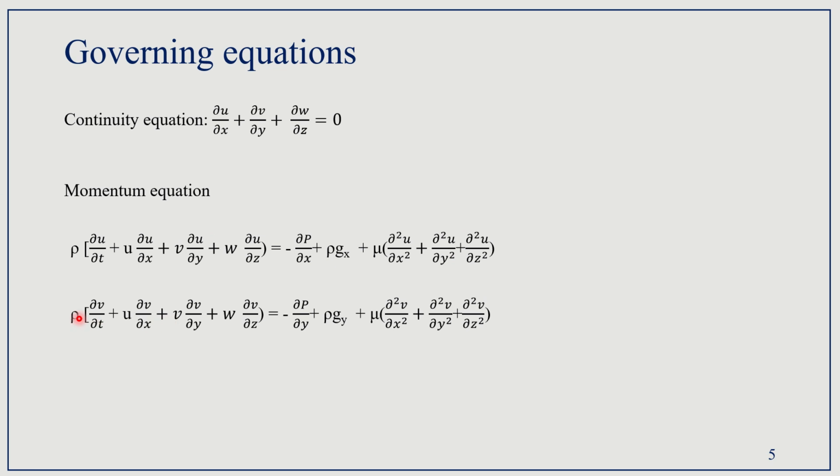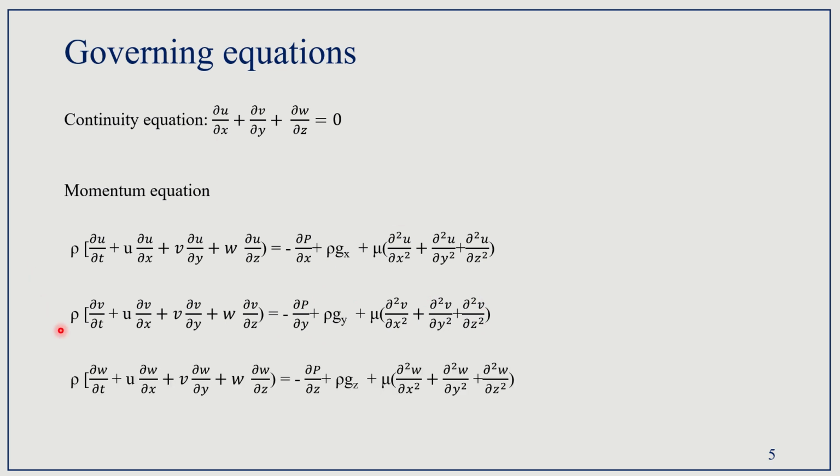And for y direction, we have ρ(∂v/∂t + u ∂v/∂x + v ∂v/∂y + w ∂v/∂z) = −∂p/∂y + ρg_y + μ(∂²v/∂x² + ∂²v/∂y² + ∂²v/∂z²). And for the z direction, we have ρ(∂w/∂t + u ∂w/∂x + v ∂w/∂y + w ∂w/∂z) = −∂p/∂z + ρg_z + μ(∂²w/∂x² + ∂²w/∂y² + ∂²w/∂z²).